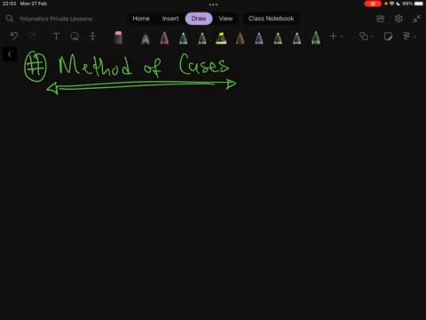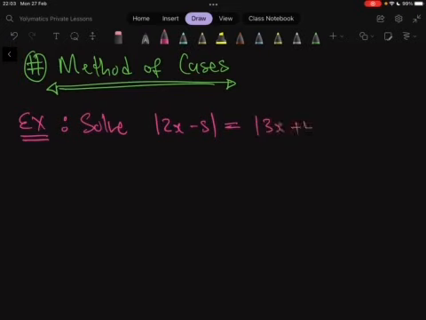We're just going to jump on to look at examples, and what I'm going to do is try and solve some of the problems that we have solved already. For example, I'll say solve |2x - 5| = |3x + 4|. So that's what we're going to look at right now. Let's see how the method of cases can be used to solve problems like this. This is how we proceed.